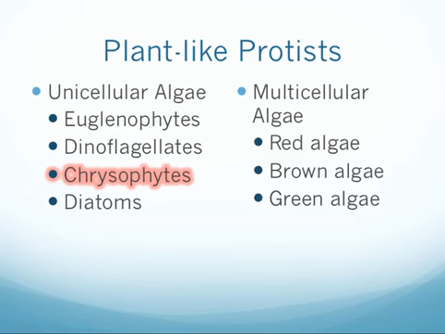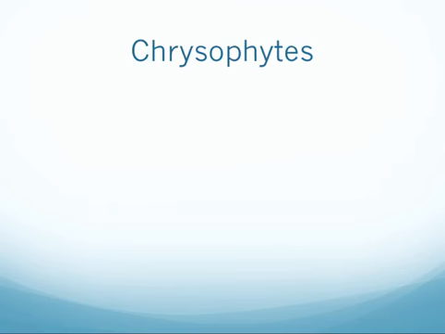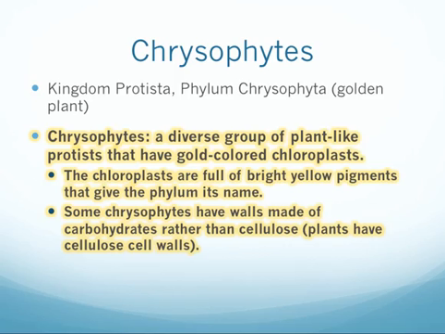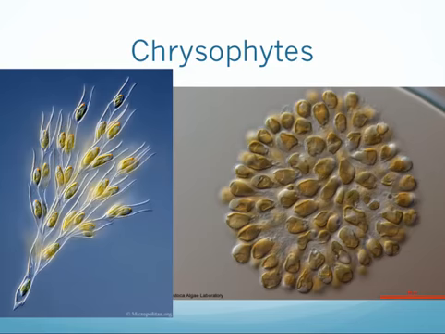The next group of unicellular algae we'll talk about are the chrysophytes. They're in kingdom Protista, phylum Chrysophyta, which means golden plant. And they're a diverse group of plant-like protists that have gold-colored chloroplasts, so hence their name. Chryso means golden, so they are gold-colored. They're full of bright yellow pigments that give the phylum its name, and then some chrysophytes have cell walls made of carbohydrates rather than cellulose, and plants have cellulose cell walls, so that's another difference between chrysophytes and plants. And they reproduce sexually or asexually. Here's some pictures. You can see definitely that golden color of the chrysophytes.